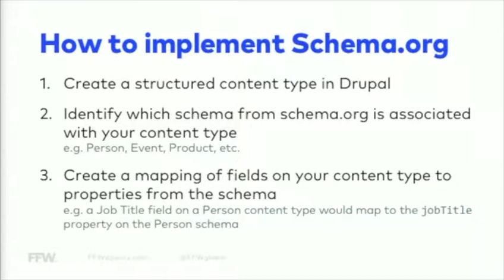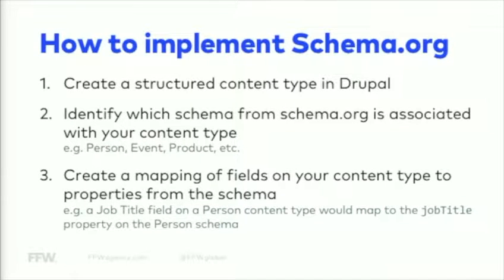And schema.org has many different vocabularies. The most common ones are people, events, products, those types of things. So the use case is here, your content type is a type of thing that schema.org, the open standard, has a description for. And once you've identified which one of the vocabularies or schemas on schema.org is closest to your content type in Drupal, the name of the game is creating a mapping of the fields on your content type to the schema.org properties. And by creating that mapping, you're teaching search engines like Google how to understand your data.